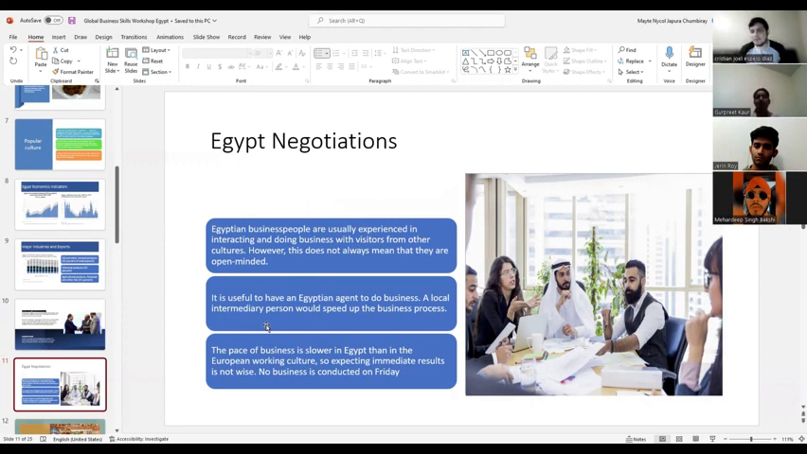This is important because Egypt has a lot of traditions, a lot of taboos, and behavior that we don't know. So in order to conduct business with Egyptian people, it's important to have an Egyptian agent, so they can teach us how to behave, for example, in a dining meeting, or what the etiquette is in a business meeting.